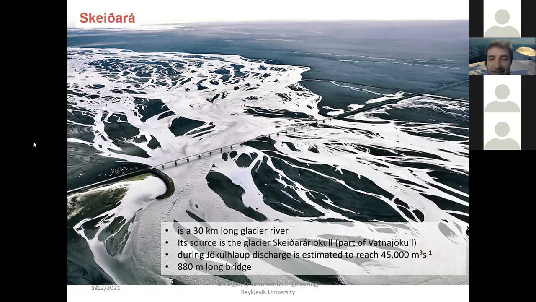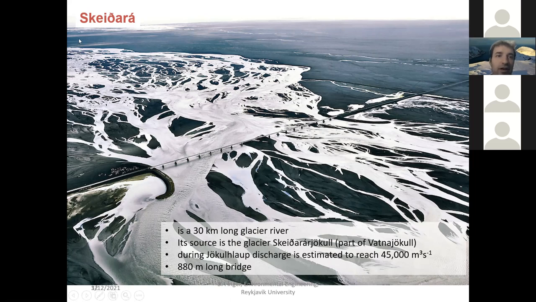I forgot the Icelandic word for it. So glacial lake outbursts, I'm sorry, I forgot the Icelandic word, but a glacial lake outburst is when water is stored in the glacier until it simply becomes too much that it cannot be contained anymore and it breaks open. And then you have what you call a glacial lake outburst.